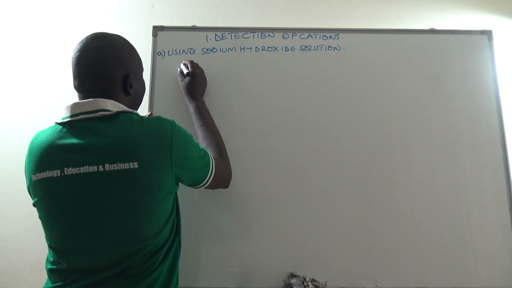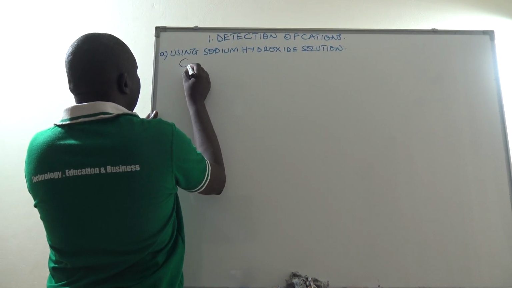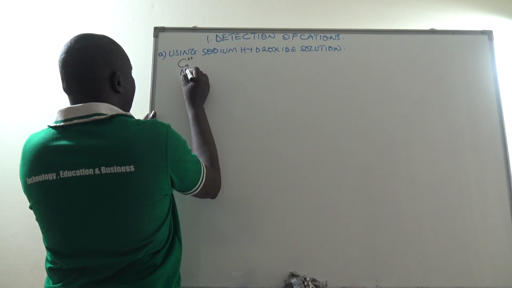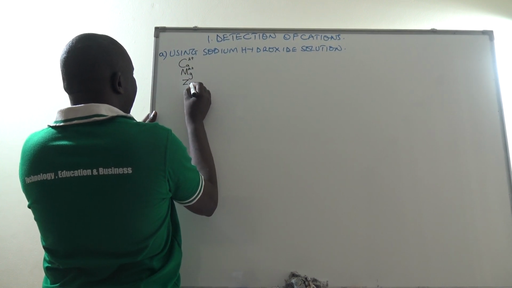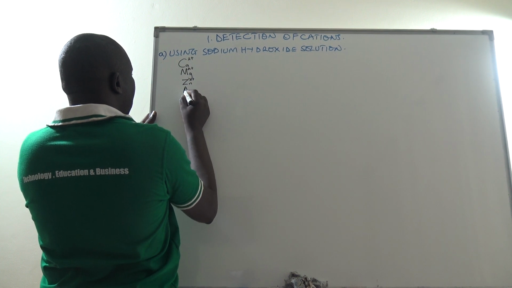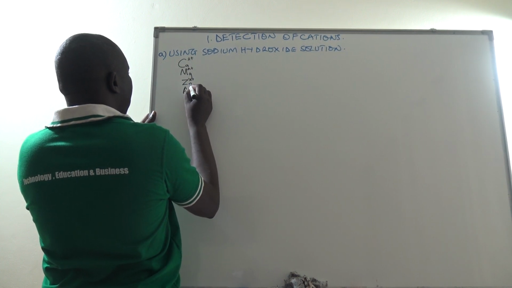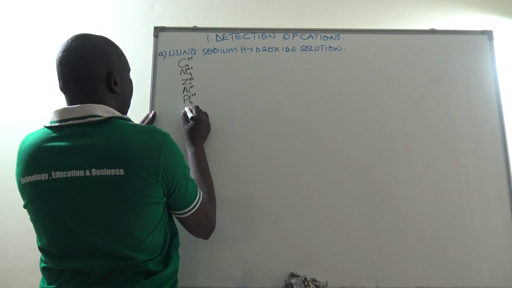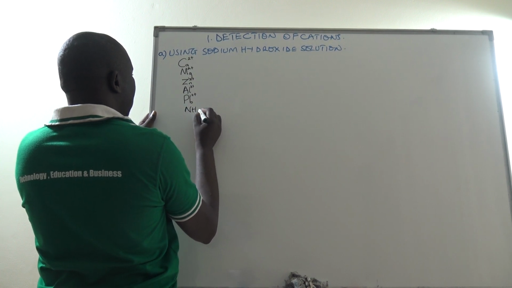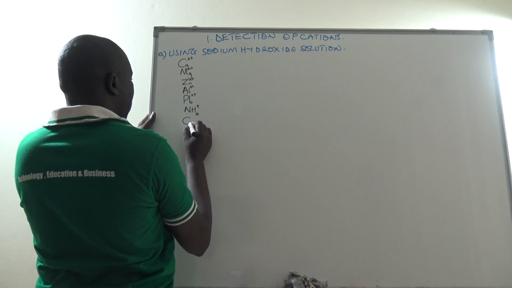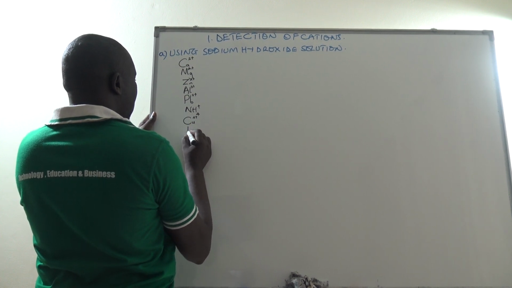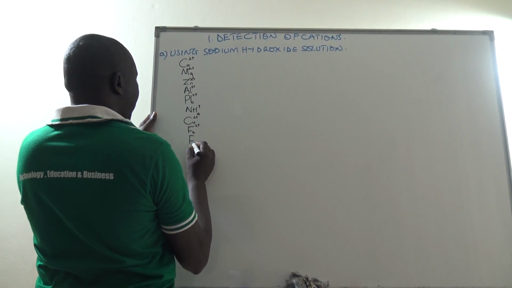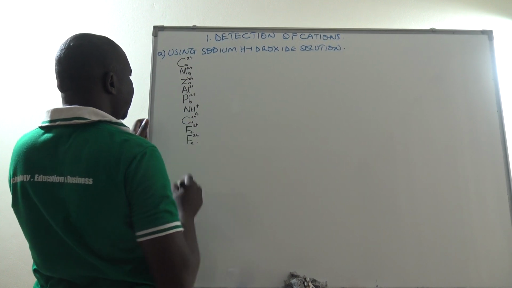So I want us to remember that our 9 cations are calcium ion, magnesium ion, zinc ion, aluminium ion, lead 2 ion, there is ammonium ion, we have got copper 2 ion, iron 2 ion, and then iron 3 ions.